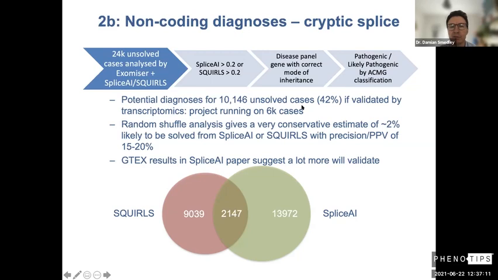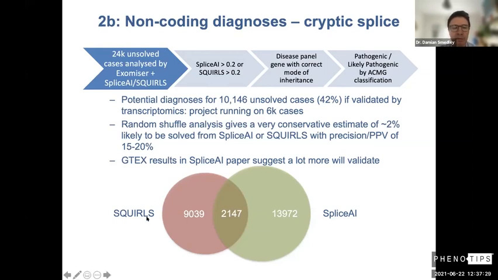So there are obviously going to be a lot of false positives here, and we're going to have to validate these potential cryptic splice variants using transcriptomics. So we already have an experiment going on some 6,000 cases to try and validate these using transcriptomics.